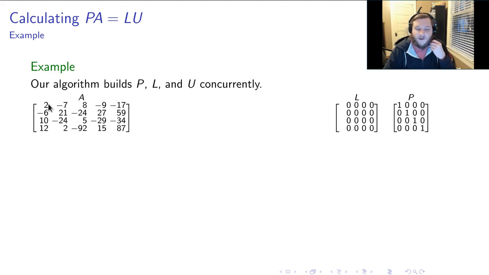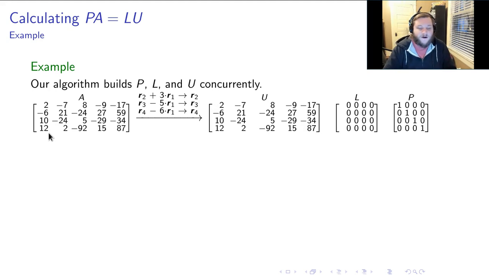Well, I'm starting in the upper left-hand corner, and it looks like I'm actually happy with that position. I have a non-zero position in the upper left-hand corner, so I'm going to use that as my pivot. The problem is that all of the entries below my pivot are not zero, so I need to eliminate those entries using row addition. That requires 3 row additions here. We're going to take row 2 and add 3 times row 1 to get rid of the 6. Then we'll take row 3 and subtract 5 times row 1 to get rid of this 10. And then we'll take row 4 and subtract 6 times row 1 to eliminate the 12. So let's see that in action here.